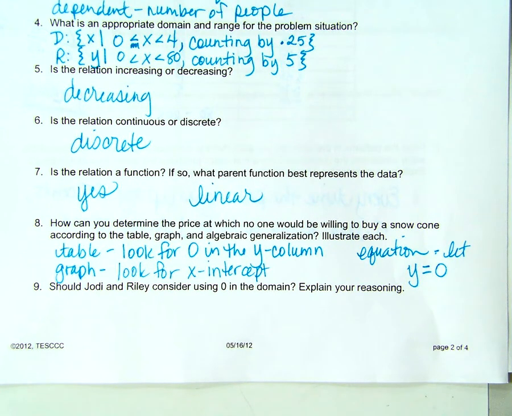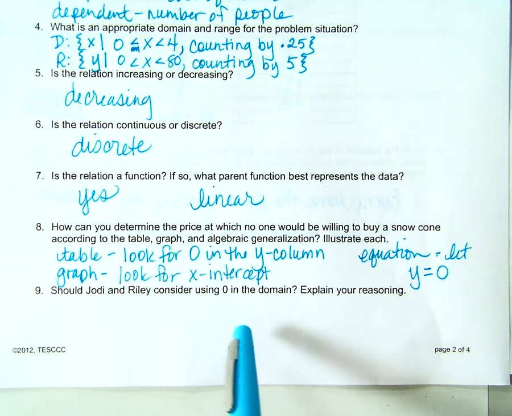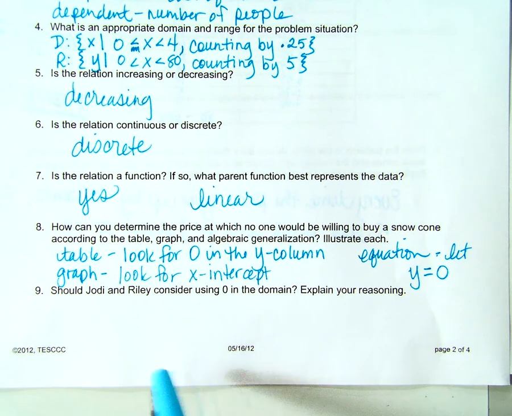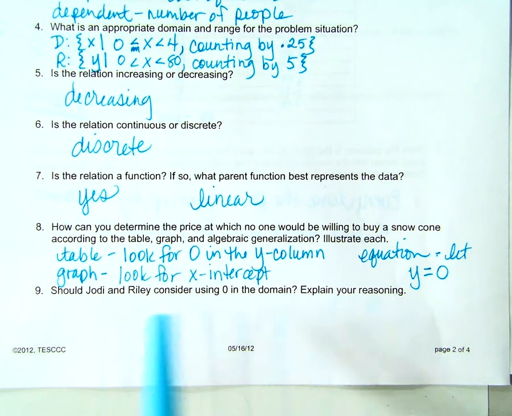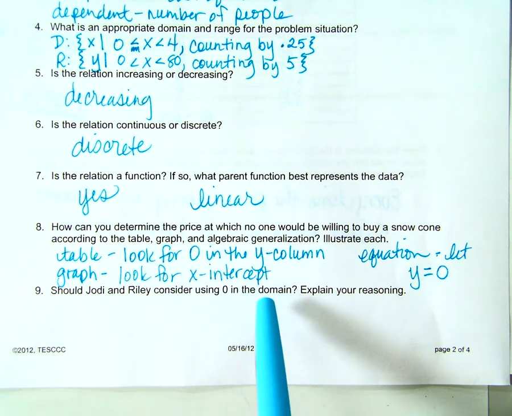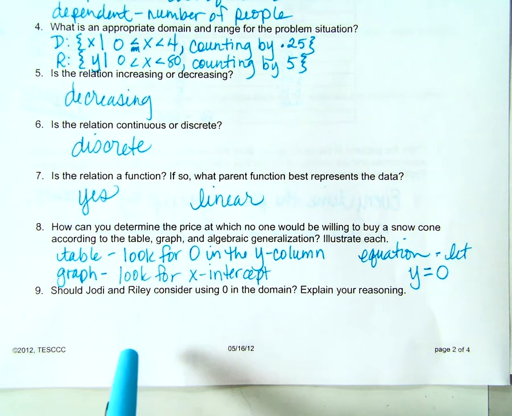So I'm not saying they should consider doing this for the whole month or the whole summer, but maybe for an hour, or maybe even a day, depending on what money they had to start with. It wouldn't be bad for a little while to get more business to come. But in the long run, for the whole summer, should they consider using 0 as their cost? No. Okay, probably not. All right, any questions about this?